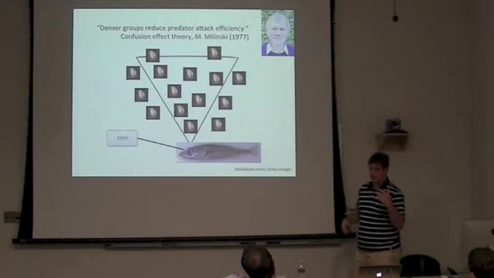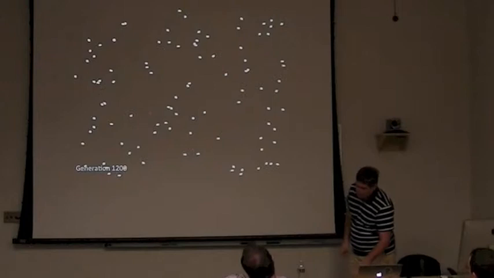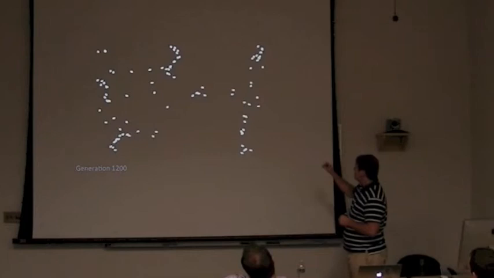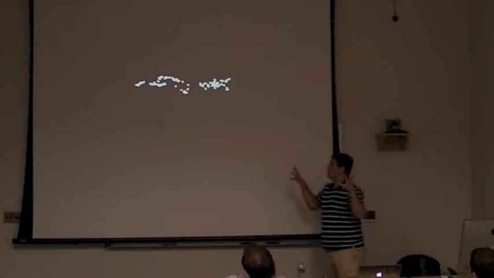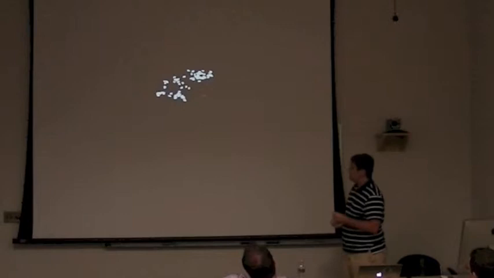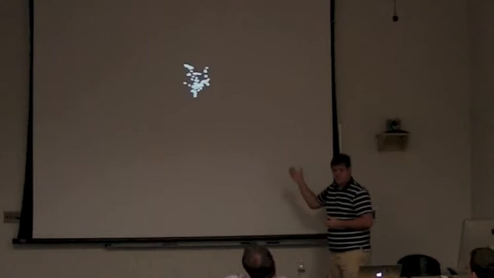Right? So indeed, when I take the model that I just showed you and put in a confusion effect, we see that now, at generation 1200 in the evolution, the prey actually do start to form these swarms. Also, we did a control without this confusion effect, and we see that they just disperse. So we see that, at least in how we've implemented it in this model, the confusion effect seems to provide a sufficient selection pressure for swarming behavior to evolve as an anti-predator defense.